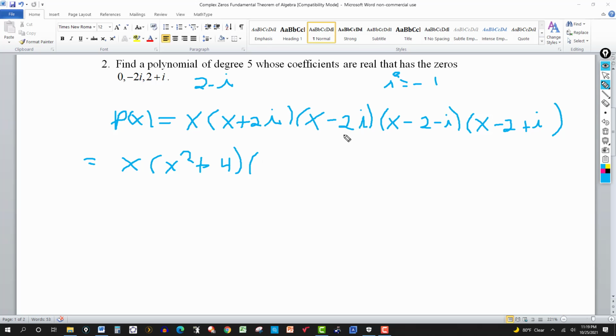Now in the other one, I've got this times this. So let's think of this as like a minus b times a plus b. So treat it like a binomial. Like a minus b times a plus b. It's a squared minus b squared. So in this case, that's going to give me a minus 2 squared. Okay, that's this one times this one, minus the product of the other two, i times i, that's i squared.